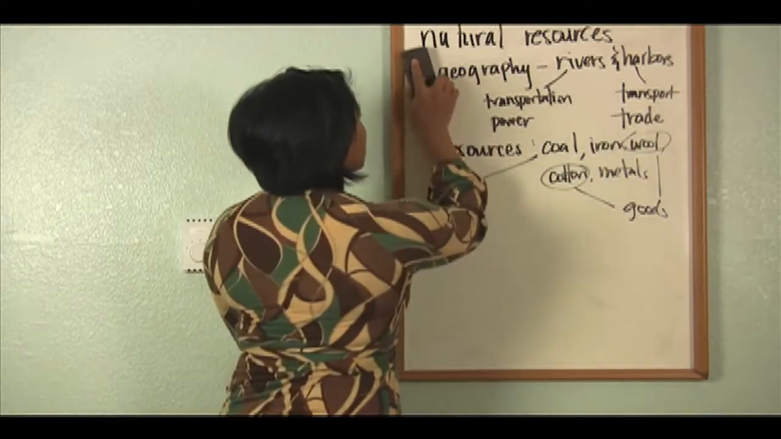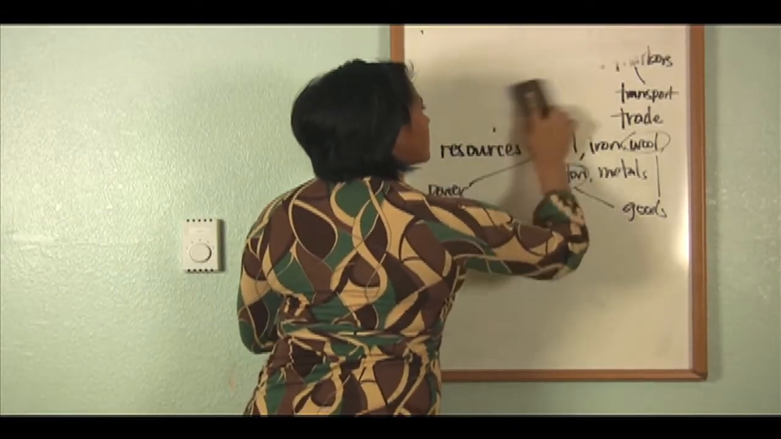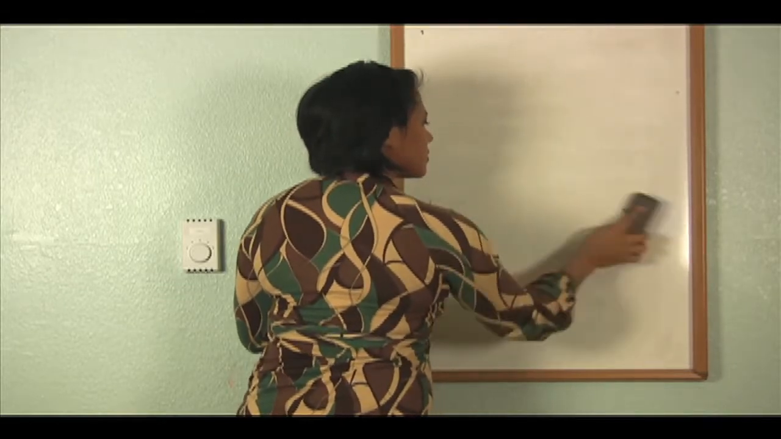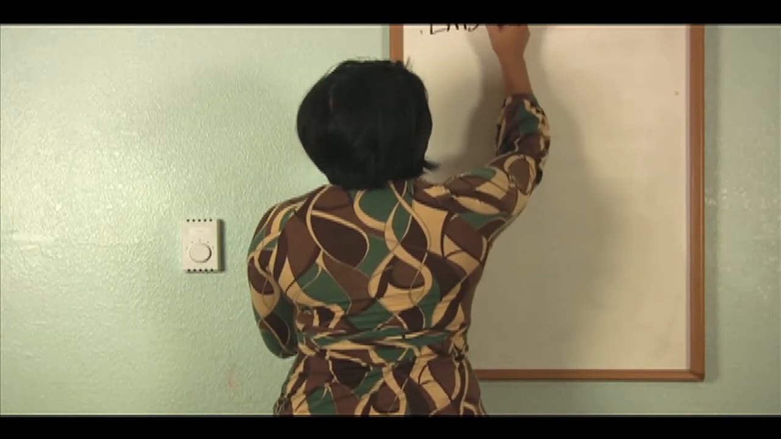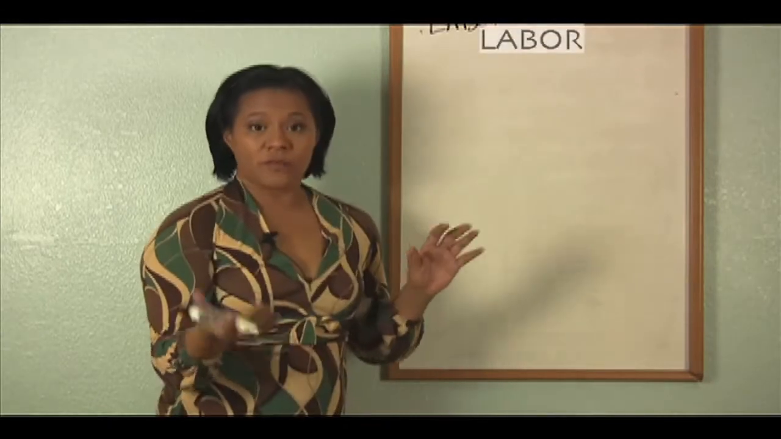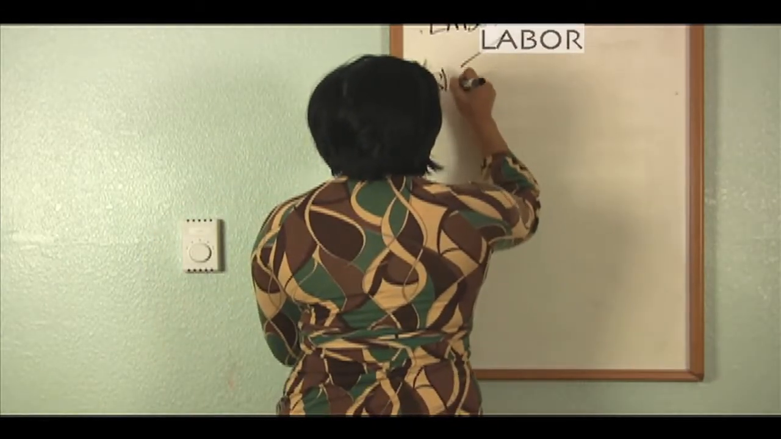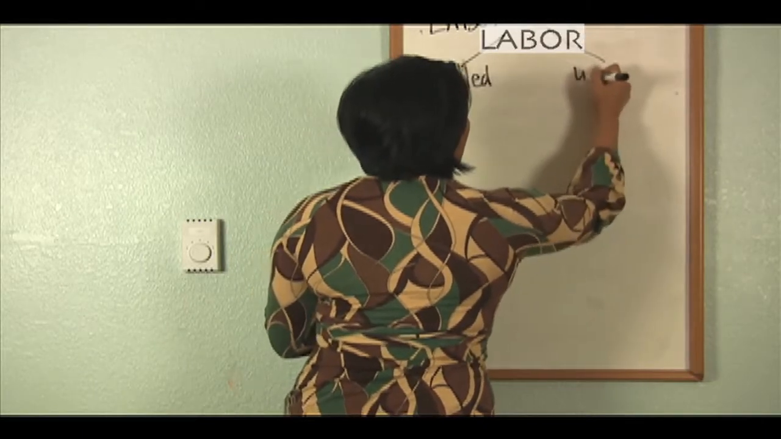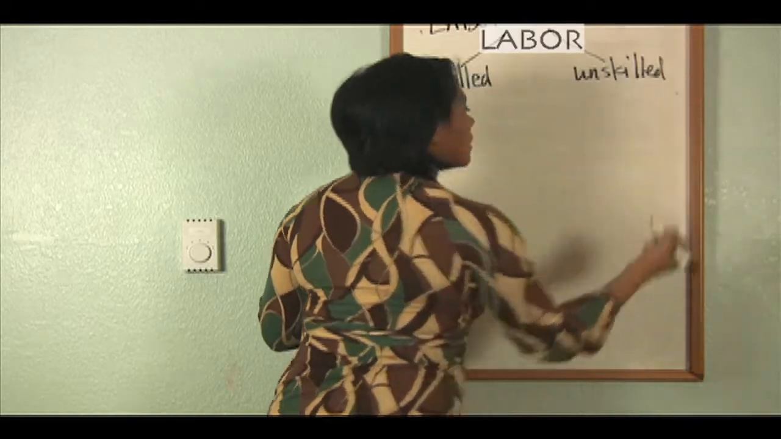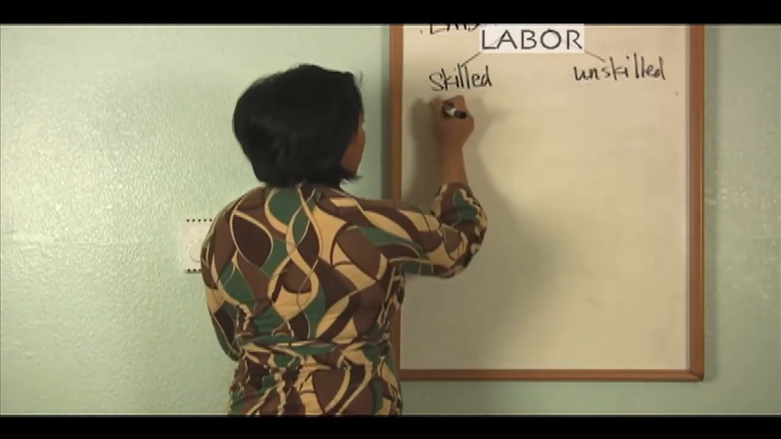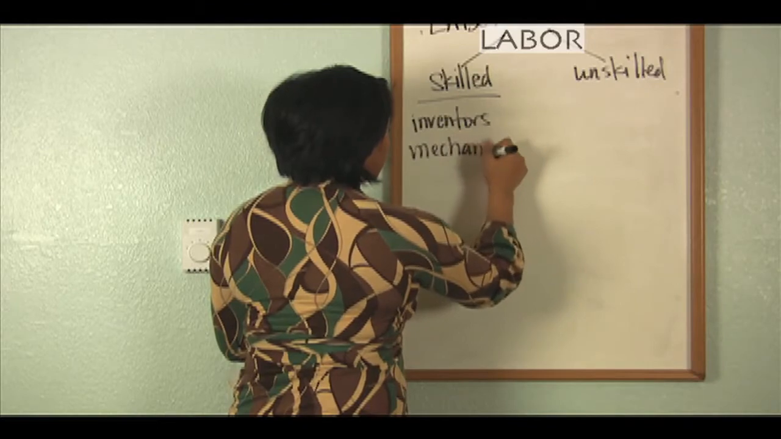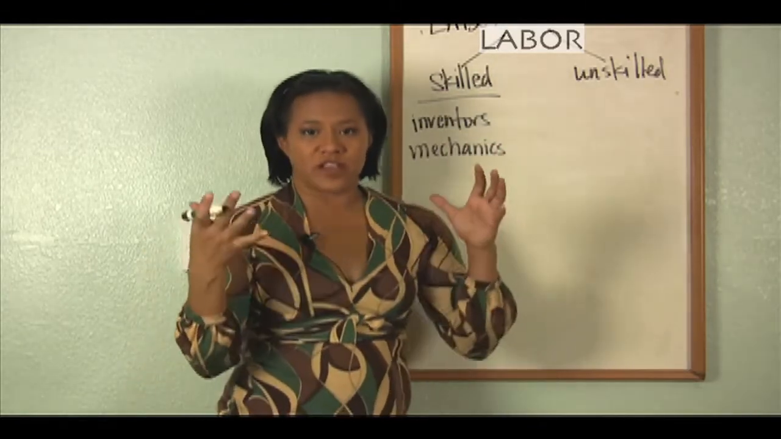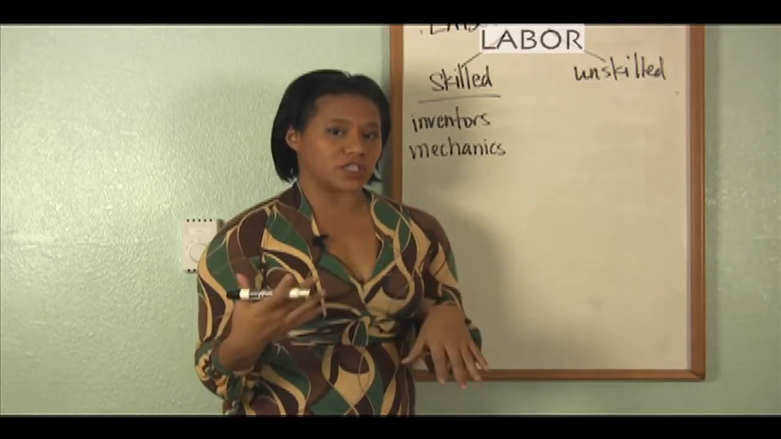A second factor of the Industrial Revolution was labor. And as we talked about before, there are two kinds of labor. We have skilled and unskilled. When we're talking about skilled labor, we are talking about the inventors. We're talking about mechanics. These people had specific knowledge and education that would be useful in the Industrial Revolution.